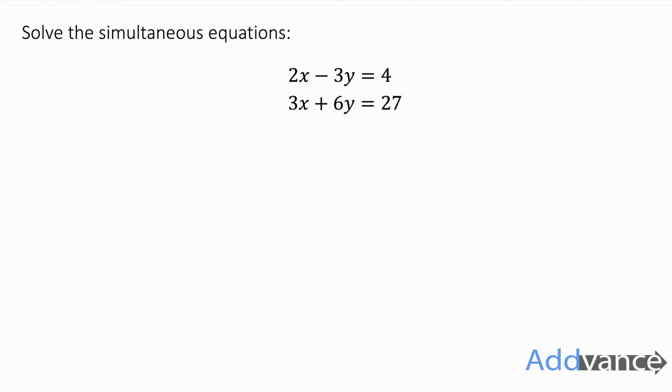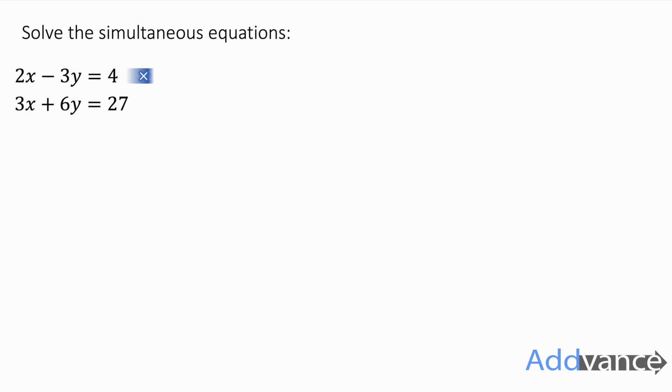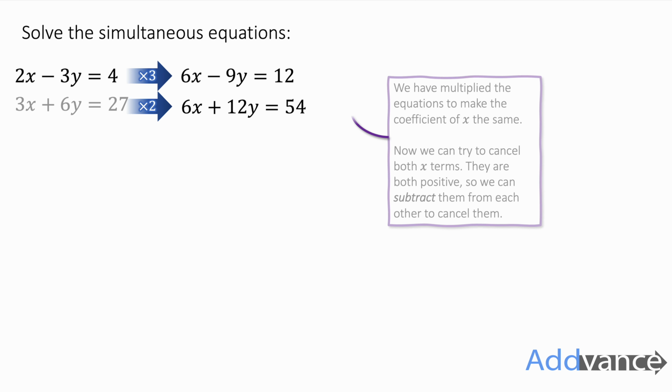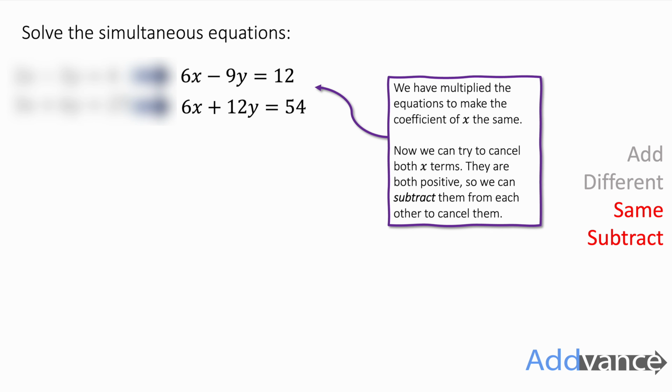Solve the simultaneous equations 2x minus 3y equals 4 and 3x plus 6y equals 27. So what we're going to do is equate the coefficients. We're going to multiply by 3 and we're going to multiply by 2. This gives us 6x minus 9y equals 12, and 6x plus 12y equals 54. Now the key here is that we made a 6x and a 6x the same.